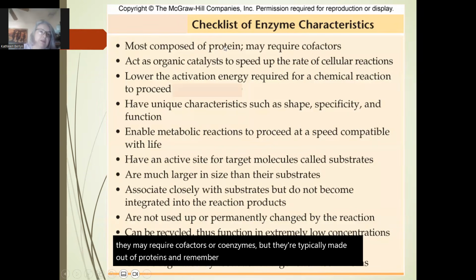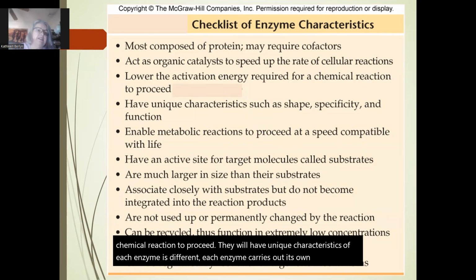And remember, proteins are amino acids. They act as organic catalysts to speed up the reactions in cellular reactions. They lower the activation energy. So that means that they enable the reaction to occur without needing to heat it up or increase the concentration, things like that. So they help facilitate a chemical reaction to proceed. They will have unique characteristics. So each enzyme is different. Each enzyme carries out its own reaction and is different.